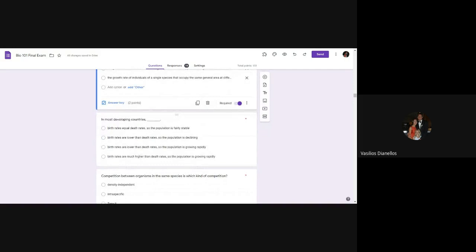Moving forward. In most developing countries, blank. So now we're not talking about developed countries like the United States of America. We're talking about developing countries. So think about poorer countries. Birth rates equal death rates, so population is fairly stable. No, that would be developed countries. That would be like the United States, as we've already discussed.